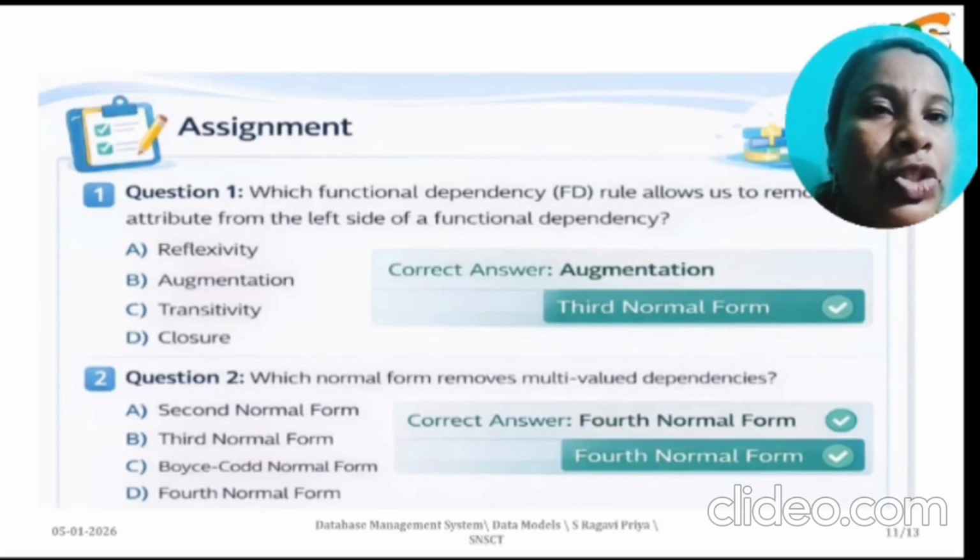This is the question: which functional dependency rule allows us to remove an attribute from the left side of the functional dependency? Out of these, the correct answer is third normal form. Which normal form removes multivalued dependencies? The correct answer is fourth normal form.